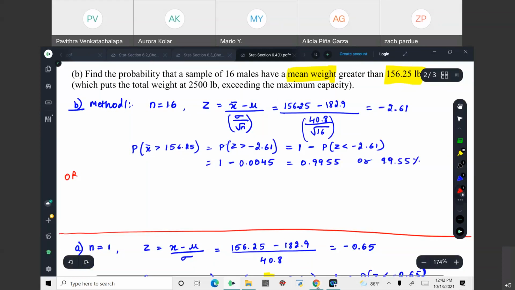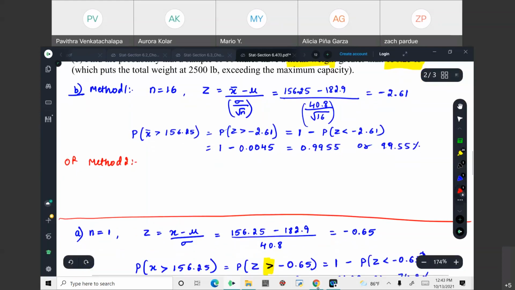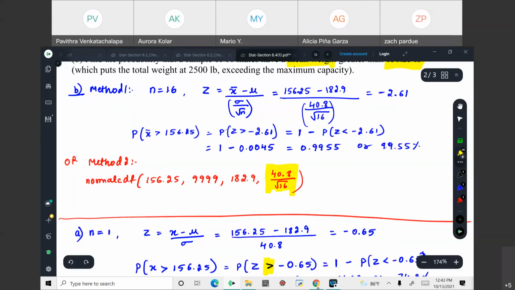Okay. You can use your calculator using the formula normal CDF. X bar is 156.25. Upper value is not given, so I'll take it as 99.99. Mean is 182.9. This standard deviation will be 40.8 divided by square root of 16. Be very careful with this. You cannot use the standard deviation directly.